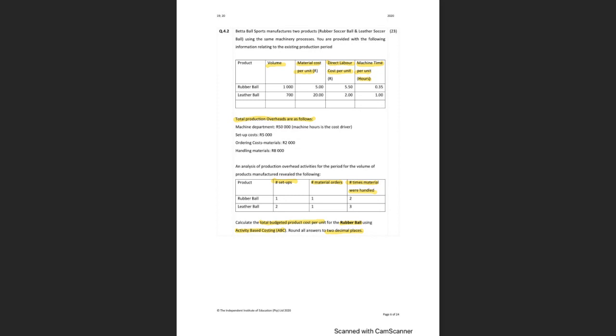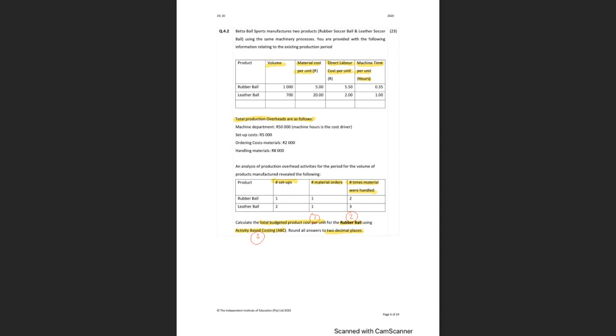Now, what's important to note here is that firstly, it was a total per unit. That's the most important thing that we need to look at, not a total overall, just a per unit figure. And then also, it's just for one of these items, which was rubber ball, not both of them, and it's using the ABC method. So it's important that we identify these key concepts early on.